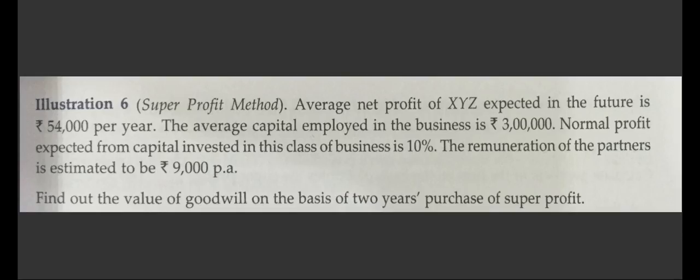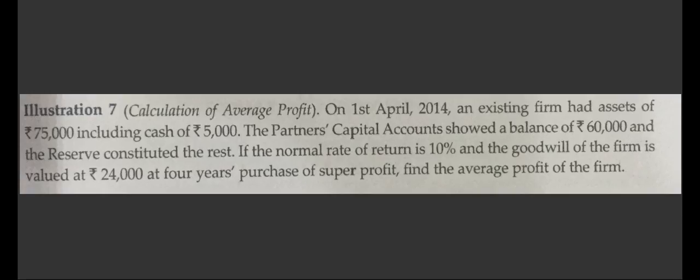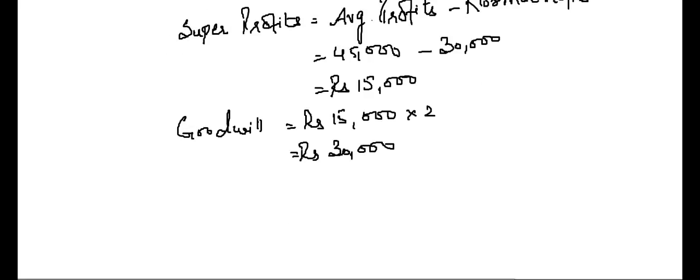Let's move on to the next problem. Next problem is, on 1st April 2014, an existing firm had assets of 75,000, including cash of 5,000. Right? The partners' capital accounts showed a balance of 60,000 and the reserve constituted the rest. Clear? If the normal rate of return is 10% and the goodwill of the firm is valued at 24,000 at 4 years purchase of super profit, find out the average profit of the firm. Now what we have to find is the average profit of the firm. This is a reverse working question now. Right? First of all, we have goodwill, we have number of years purchase. We can calculate super profits. Let's see how to do this.